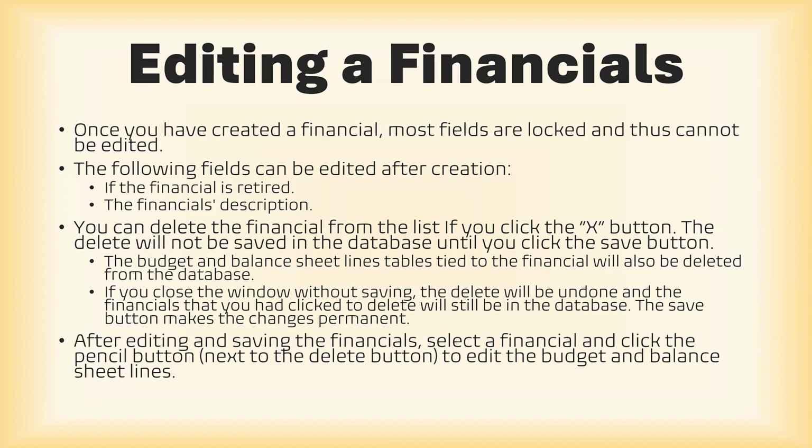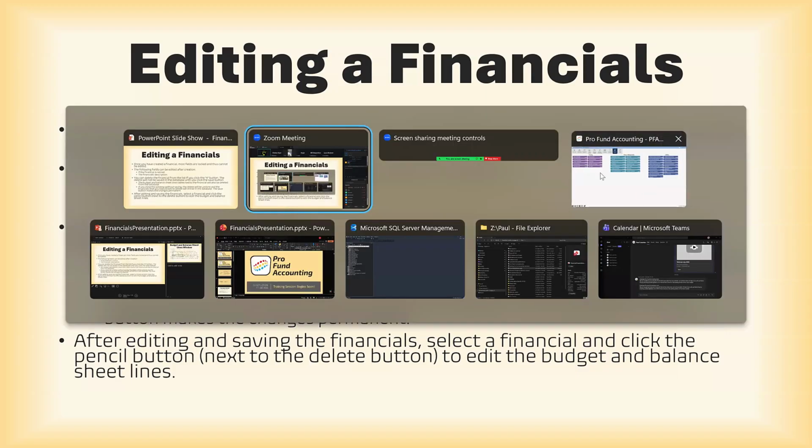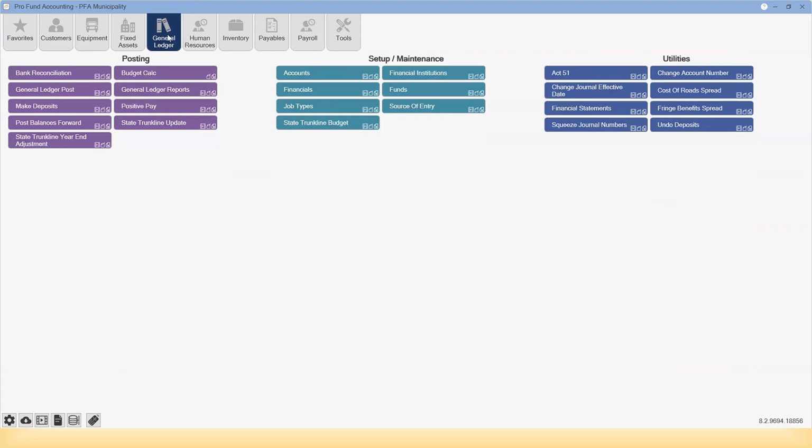And once you have created the financials, there'll be a little pencil icon next to the row, and that is where you can actually edit the budget and balance sheet lines. So before I dive into the editing of that, because that'll be a separate window, I'm going to go ahead and show just the financials to start with, so you can get an idea of what it looks like.